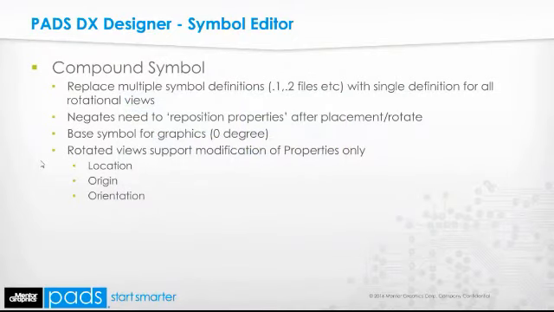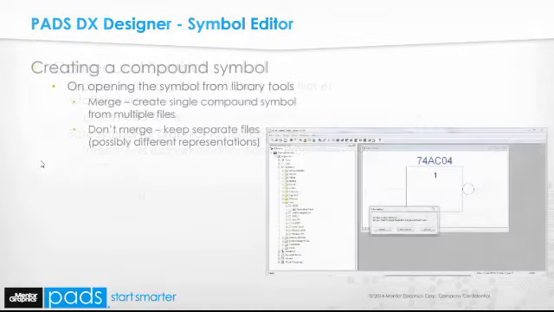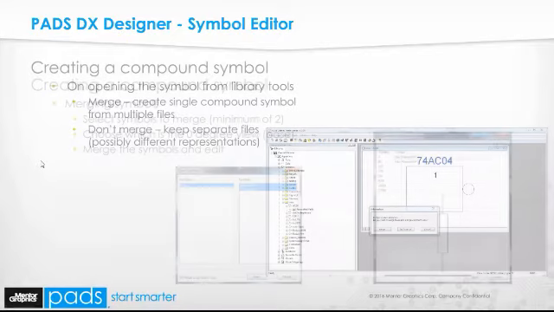With the introduction of the new editor, we have switched on support for compound symbols. A compound symbol combines basic graphical data with specific data for how the symbol should behave when flipped, mirrored and rotated. This negates the need to have multiple symbol definitions to control the symbol's rotated views. A compound symbol is created automatically when you create a new symbol, or by merging an existing symbol when you open it from library tools.